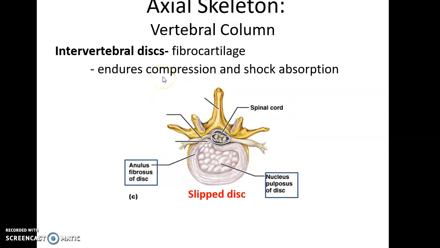A condition that can be developed is called a slipped disc. This is when part of the outer, tougher layer of the intervertebral disc gets damaged and some of the more squishy internal parts ooze out and press against spinal nerves, causing pain. So a slipped disc is actually a slight rupture of an intervertebral disc.